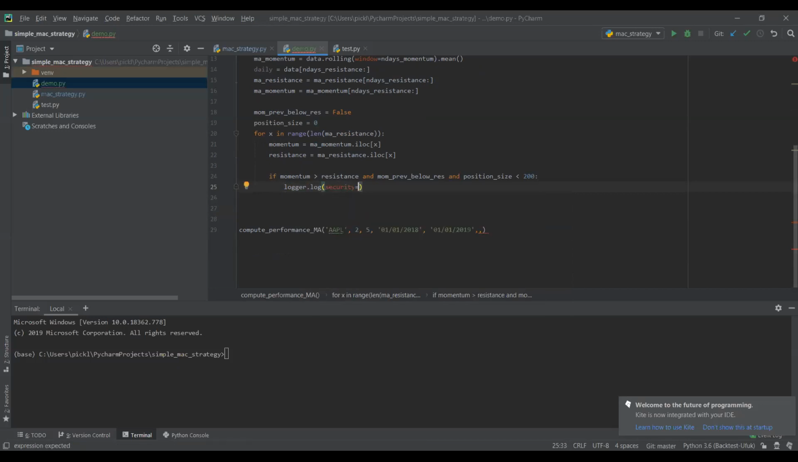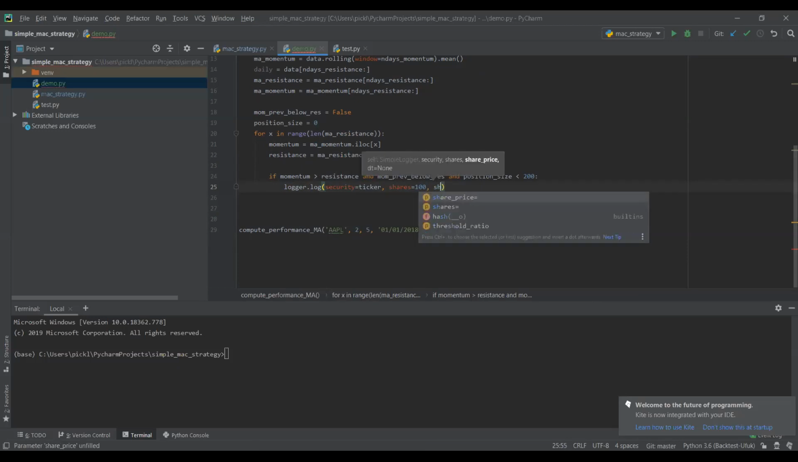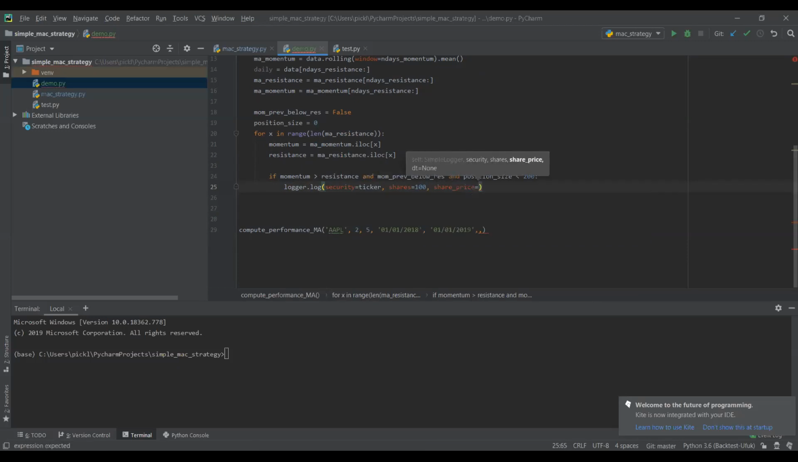Okay, security. So what security do we want to buy? We want to buy the stock, so you input the ticker. And then we want to determine how many shares we want to buy. Let's just do 100. We're just going to buy 100 every time we want to buy it. Share price. How do we get the share price? We get it from the daily, the current price.